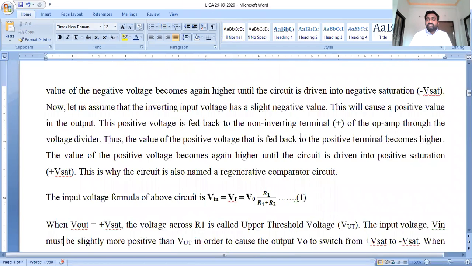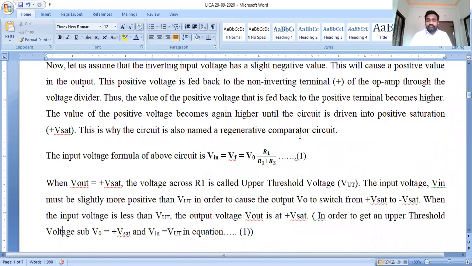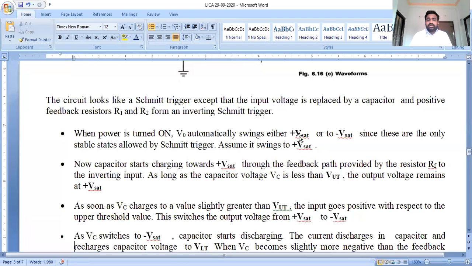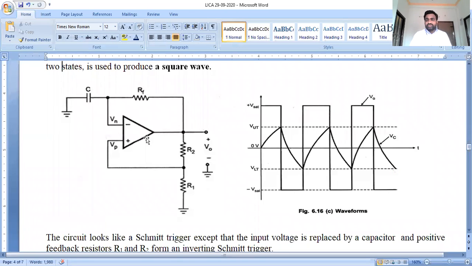But in the concept of an astable multivibrator we don't use any external input supply. In this astable multivibrator circuit configuration, the input is taken from the output terminal of the operational amplifier through a feedback resistance RF, and then forwarded to the capacitor. That means the circuit operates depending upon the charging and discharging of the capacitor with respect to the feedback resistance RF.